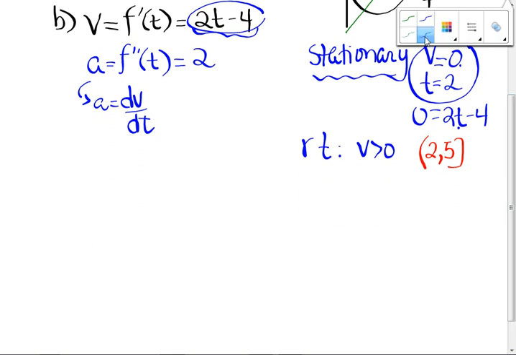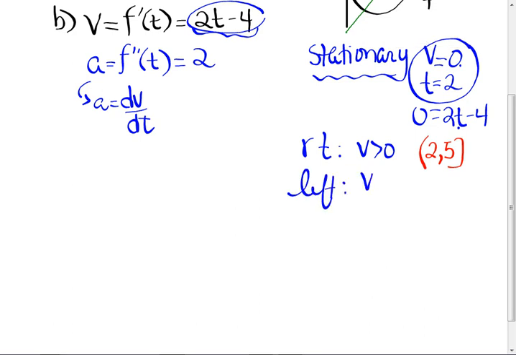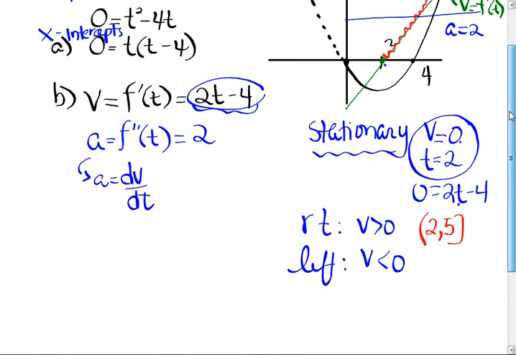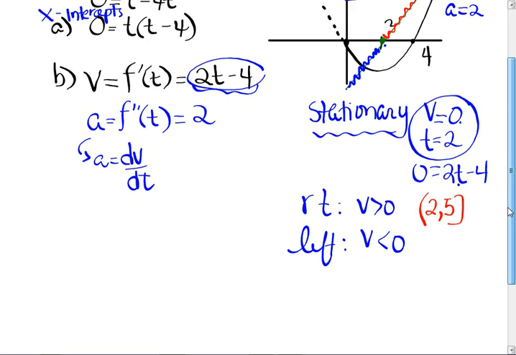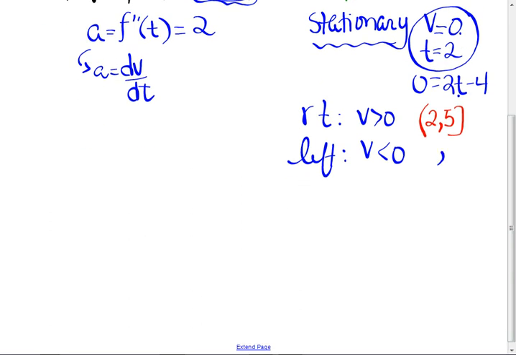Okay, when is it going to the left? When v is what? Less than 0. So when is the velocity less than 0? 0 and 2. Now, do I get to include the 0? Is the velocity negative at 0? Yes. And then at 2, is the velocity negative at 2, or is it 0?